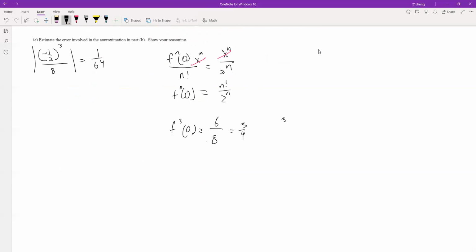And then we'll plug that in, 3/4 times -1/2 minus 0 cubed over 3 factorial. And this actually also equals 1 over 64. They won't always do that, but in this case, they happen to equal the same thing. So that's C.